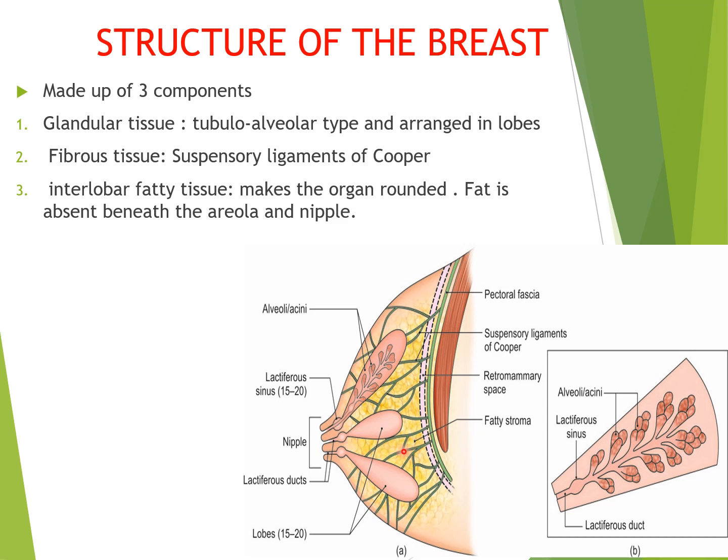which anchor the parenchyma of the gland to the overlying skin and the underlying pectoral fascia, right? And they support the lobes of the mammary gland. So these septa are the fibrous bands. They are known as suspensory ligaments of Cooper.